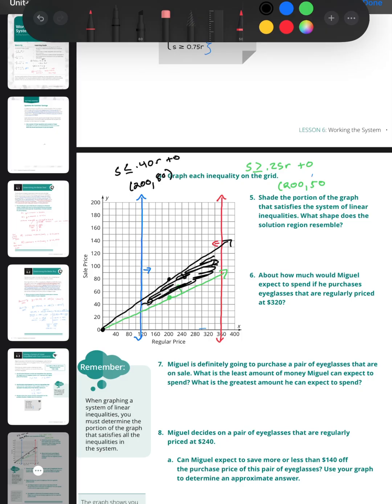What shape does it make? I would say it looks like a trapezoid, right? We got a four-sided figure. It's a little tilted, so it's a trapezoid.